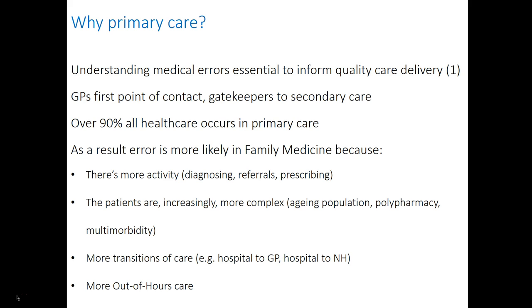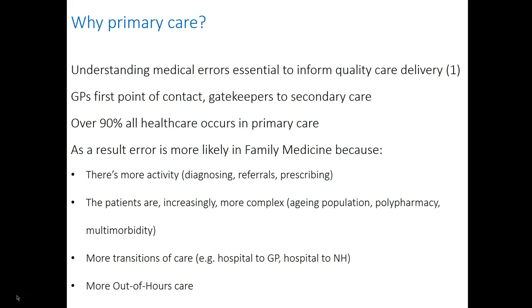If you look at the number of consultations occurring on a daily basis worldwide, 90% of all healthcare delivery occurs within primary care. As a result, error is more likely in family medicine because there's much more activity, much more diagnosis, many more referrals, much more prescribing done by comparison to other areas such as secondary care and tertiary care. The patients are increasingly more complex, partly because they're aging.